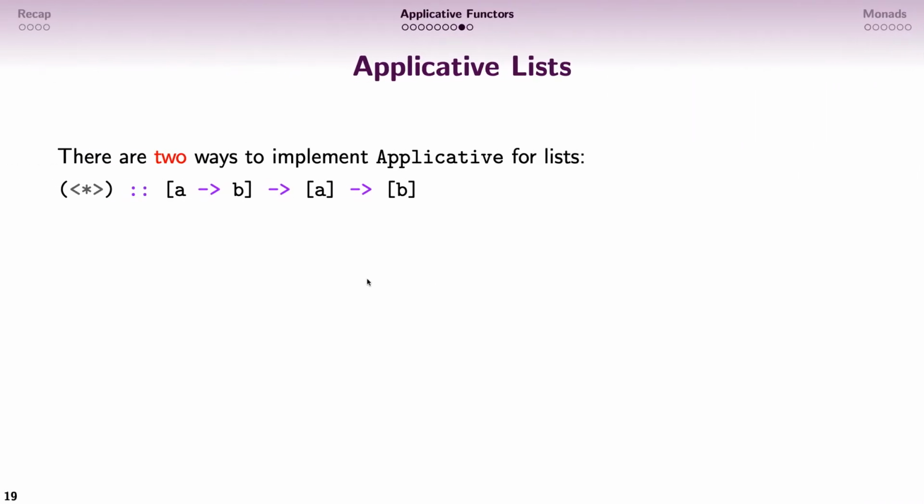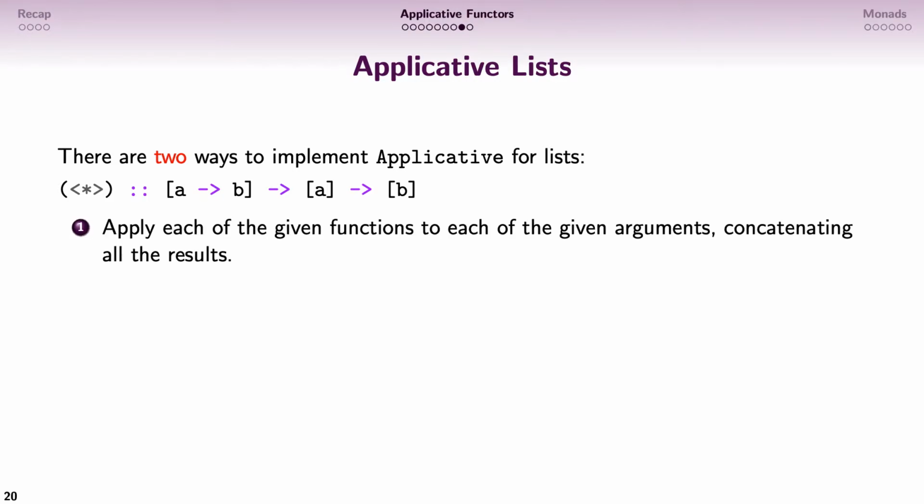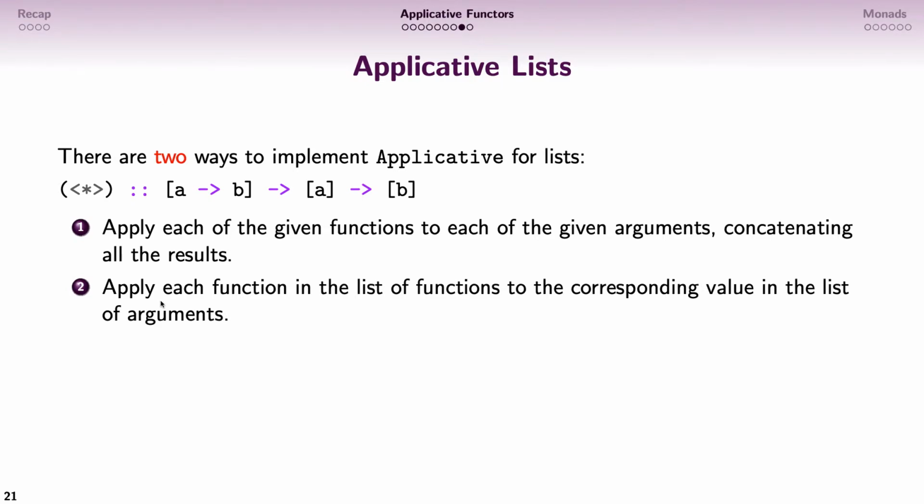Yeah, I'll implement that later. But essentially, there are two ways we could do this, and both of these would obey the applicative laws. The first one is to apply each function to the corresponding value in the list of arguments, which is this zip example that I just showed you.